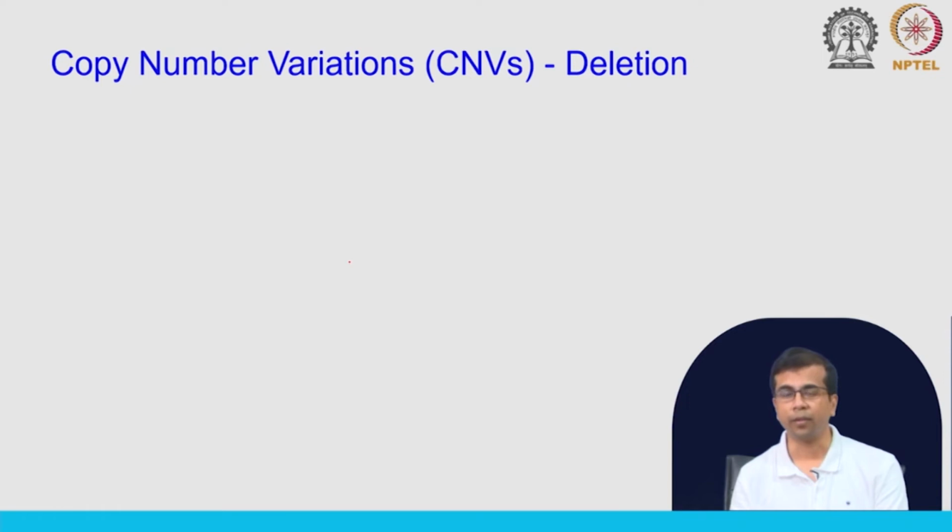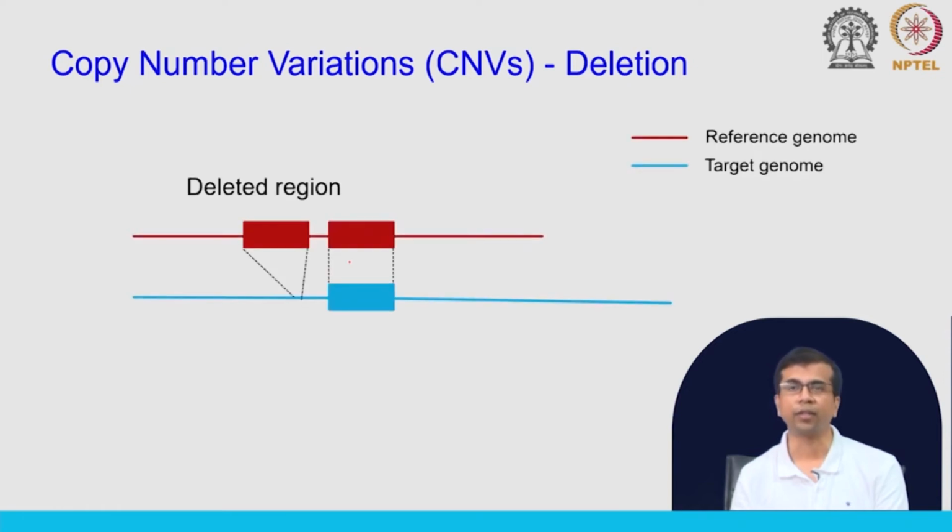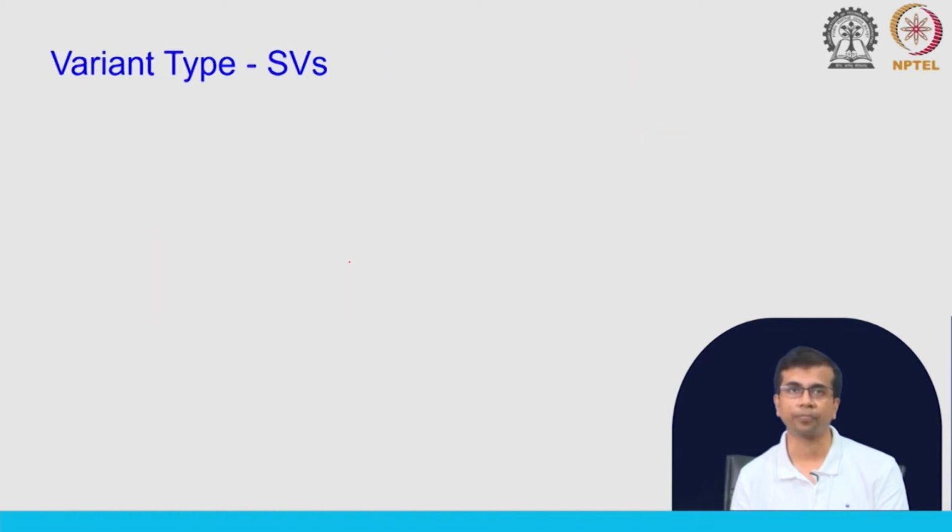Deletion you can probably guess. Let us imagine you had these 2 regions, 2 copies of the same gene that was present in the reference genome, but 1 copy is missing in the target genome. So, 1 copy is deleted, and you are left with just 1 copy in the target genome. This is what we call deletion. Again, this can happen for a single gene, or it could be multiple segments that are deleted.